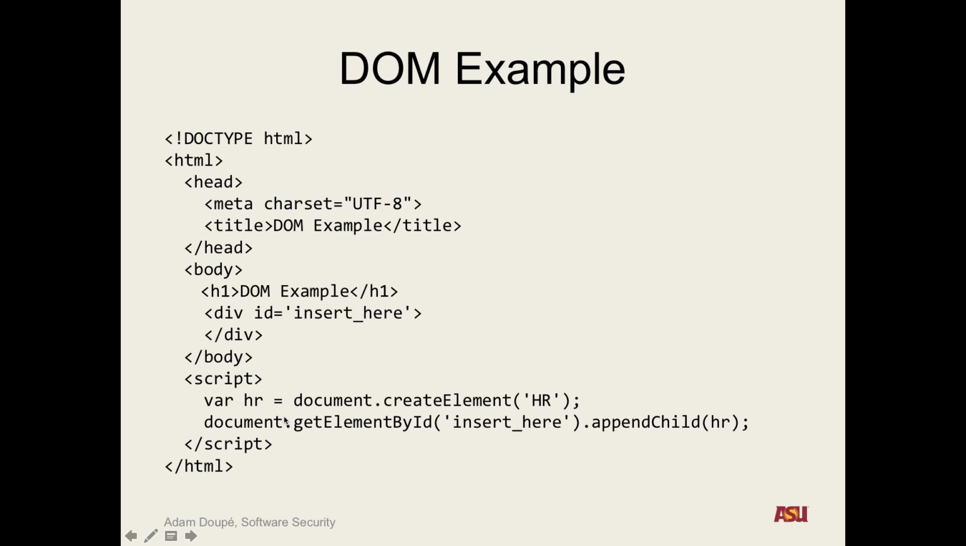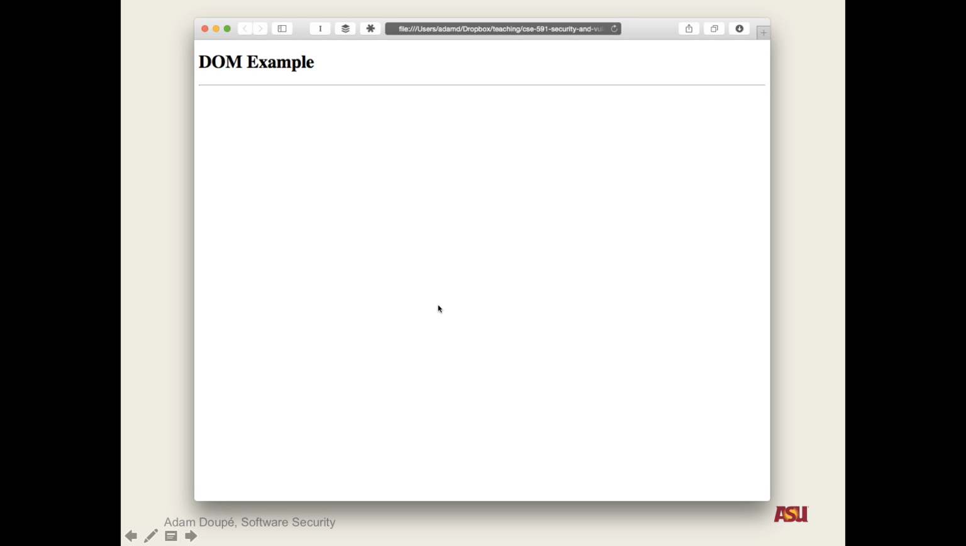So what we can do is access the DOM and say, okay, document, find an HTML element that has the ID attribute of insert underscore here, which is going to be this div right here, and add as a child this HR element. So once this code runs, it will be identical as if there was in between this div tag, right? Inside there as a child will be an HR tag. And so we can look at this and say, yes, if we execute and run this, we'll see DOM example as the header and we'll see a line where that line actually came from the JavaScript code that executed.